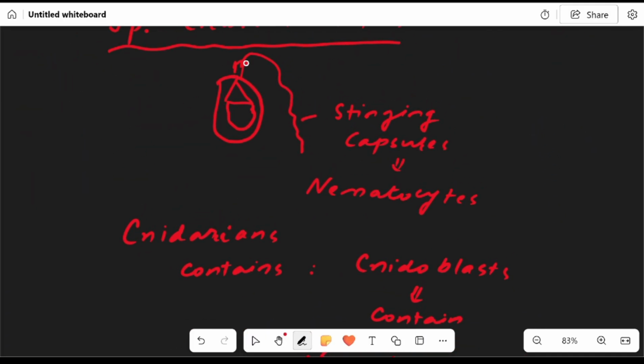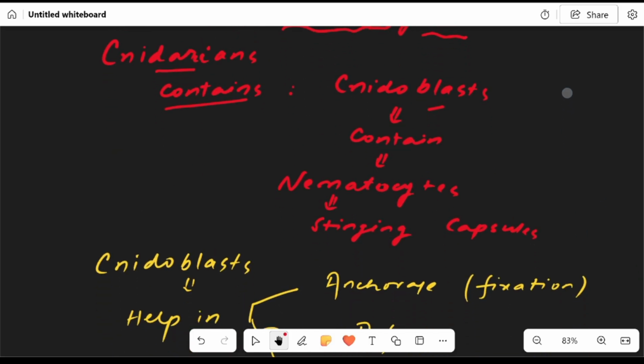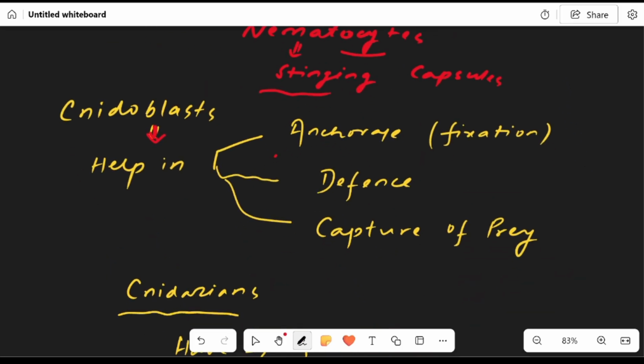So, the cnidarians have stinging capsules called nematocysts. Cnidarians contain cnidoblasts, and the cnidoblasts in turn contain the stinging capsules called nematocysts. These help in anchorage, defense, and capture of prey.